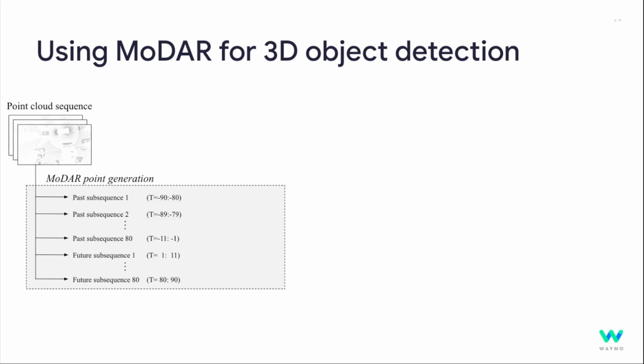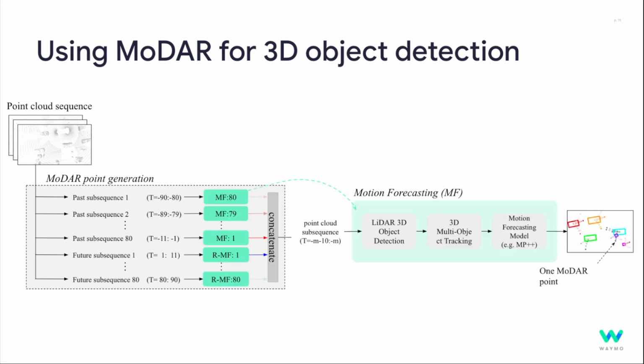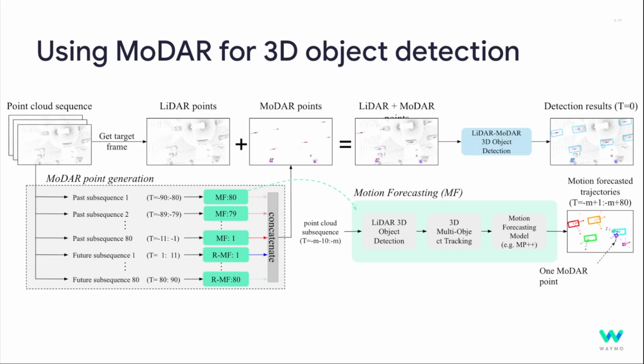Given a sequence of point clouds, we first apply sliding windows to get subsequences of as many as 11 frames as input to a motion forecasting model. Then we run motion forecasting on these subsequences. Motion forecasting works by running a pre-trained detector, tracker, and trajectory prediction model sequentially. The MoDAR points include channels such as the coordinates of predicted object center locations and point features of additional object status information such as 3D bounding box size, object type, detection score, and so forth. Finally, we union the LiDAR and MoDAR points and train a LiDAR-MoDAR 3D detector to get our final detection results.